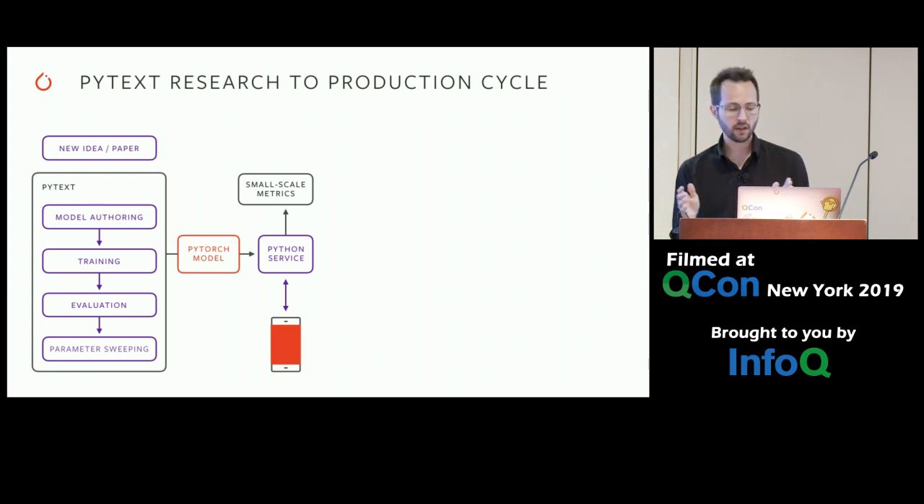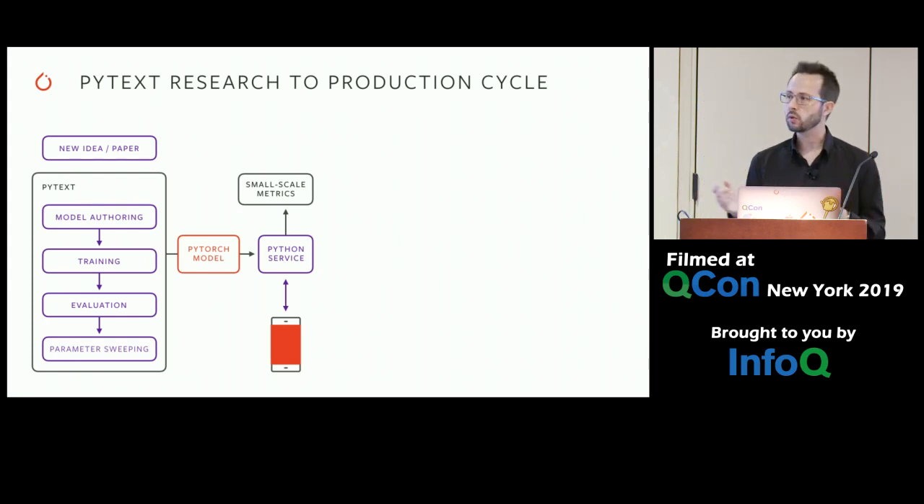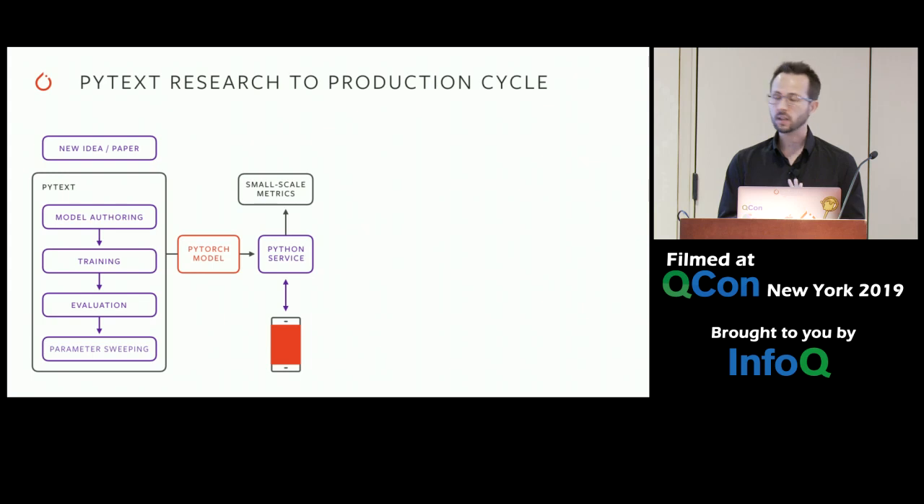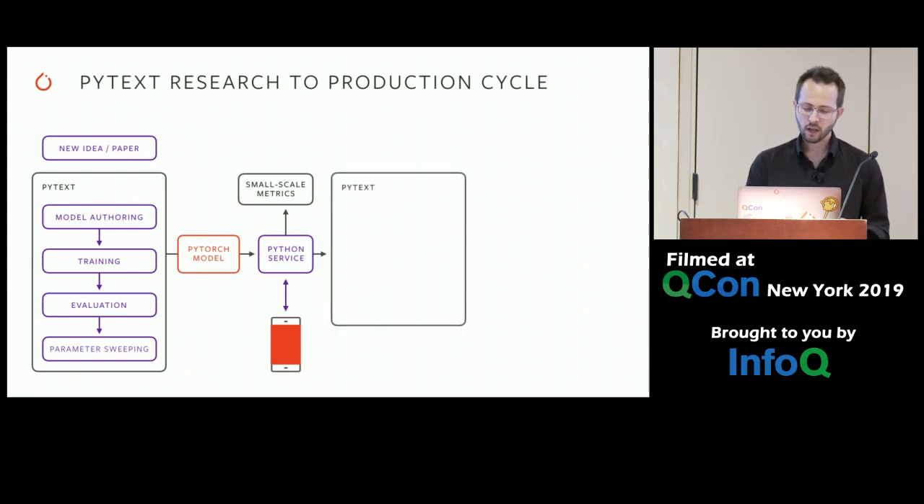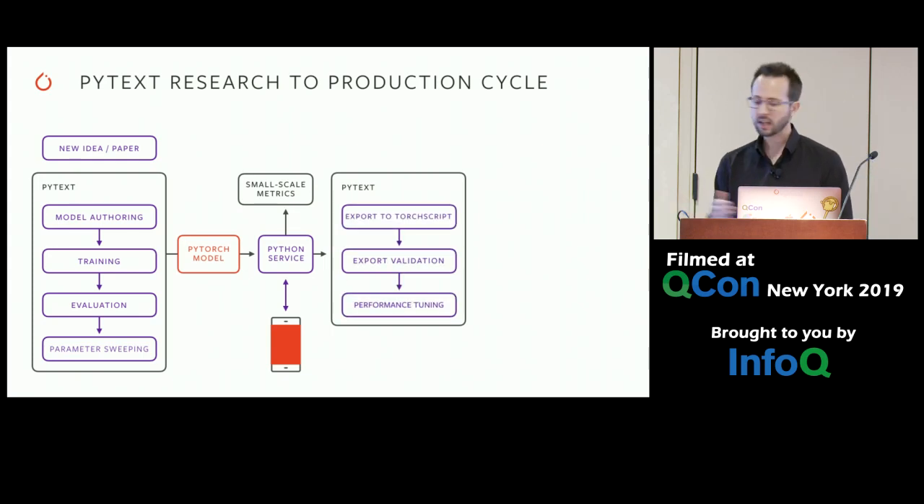We're going to stay in Python land. We're going to deploy to a simple Python service, which allows us to get a little bit of small-scale production metrics. This isn't a full production deployment. This is for us to feel comfortable that things are in good shape. When we do feel like we have found a successful new technique, we can now make that step that allows us to deploy from research to production.